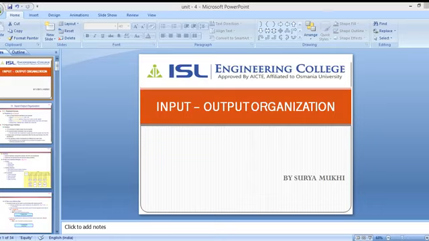Today we will discuss our Unit 4 revision, as well as the different questions that were asked on Unit 4 in the previous university papers. We will discuss them in today's revision class.